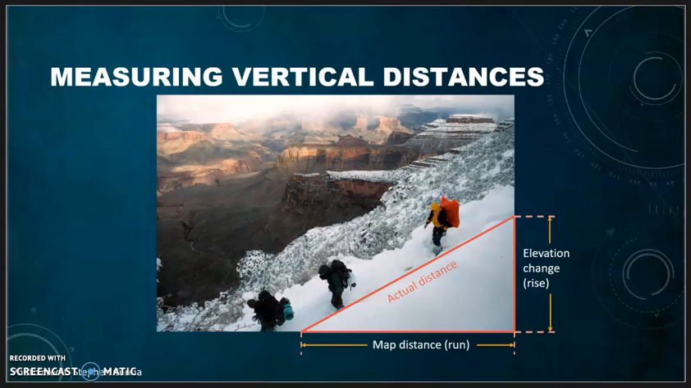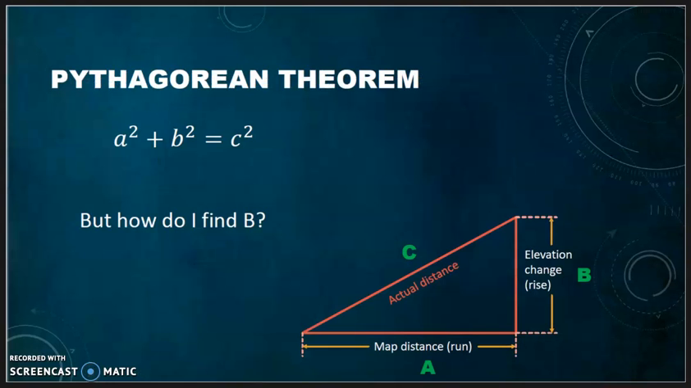All right, so let's look at measuring vertical distances. We will be needing to use the Pythagorean theorem. A squared plus b squared equals c squared. So we have our map distance, which is the run, and our elevation change, which is the rise, and then our actual distance. So how do we find b?